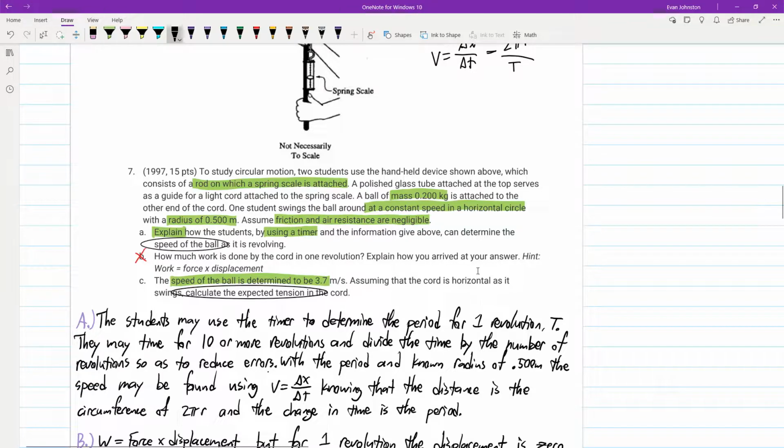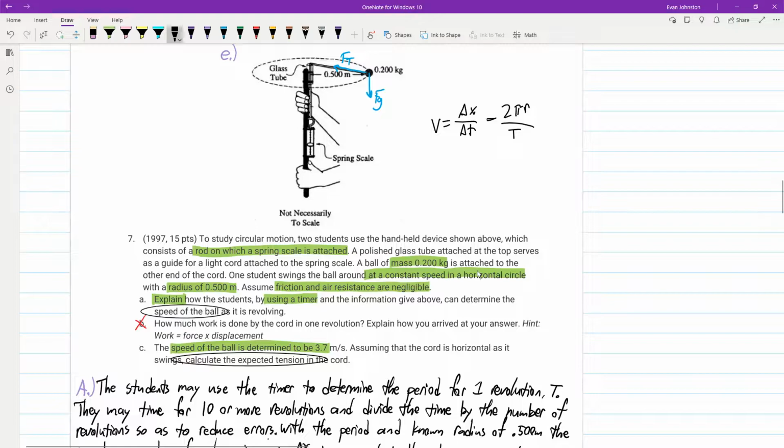Well, if we look at the second portion here, it says displacement is how far something has traveled. And so in 1 revolution, the ball has started right here, and it's gone around and it's ended back where it started. So keeping that in mind, the displacement for 1 revolution is actually 0. So it doesn't matter what the force is, there's going to be 0 work done. And so this was kind of a trick question, just teaching a new concept that you have to find the displacement for something.